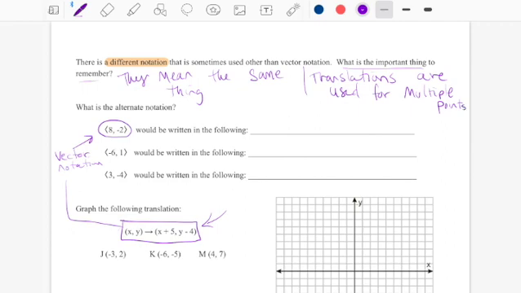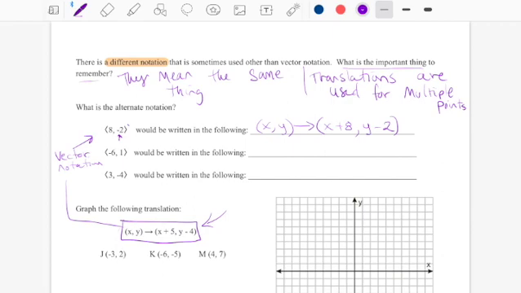So, for example, with this one, we did this earlier, this vector, 8, -2. We would say, okay, we write it like this: x, y, we write the initial point with an arrow, and then the translation, and then we say x plus 8, y minus 2. So that's the only difference.